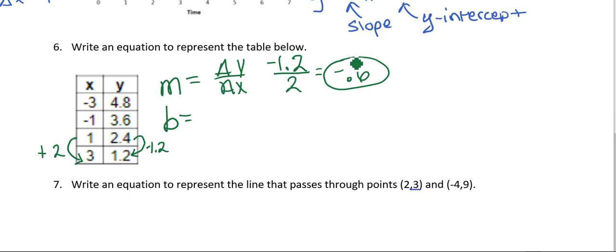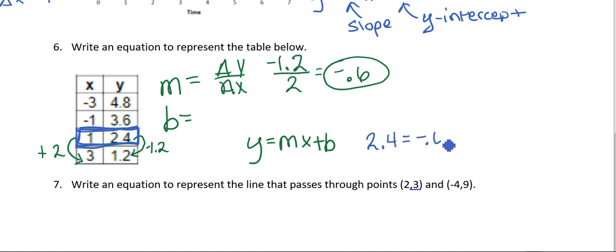Okay, my y-intercept is a little bit more difficult to find. So I'm going to use my formula, and I'm going to choose an x and a y value from my table. So I'm going to choose 1 and 2.4. So I have 2.4 equals negative 0.6 times 1 plus b. So negative 0.6 plus b equals 2.4.